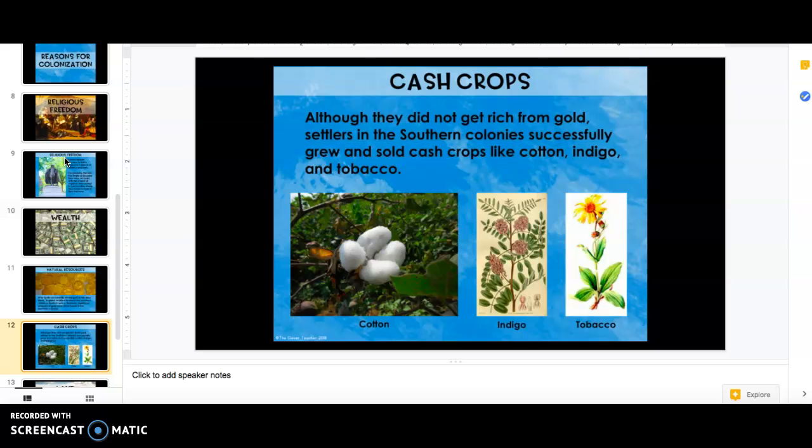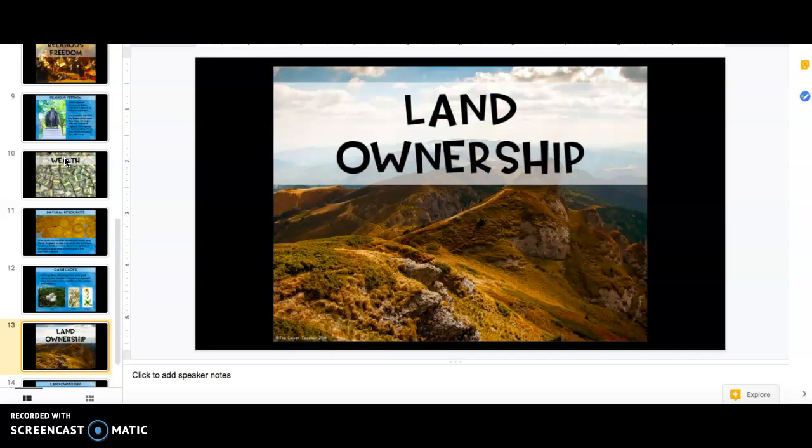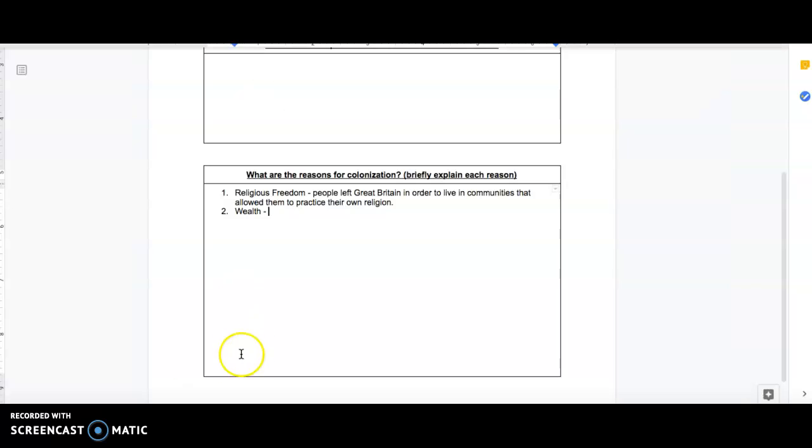Another reason was cash crops. So although England did not get rich from gold in North America, they are able to grow and sell crops such as cotton to make clothing, indigo to dye clothing, and tobacco for smoking tobacco. So over there, you could briefly describe what they were in search for in order to get richer. You could put precious metals, or you could put the cash crops that brought them money.